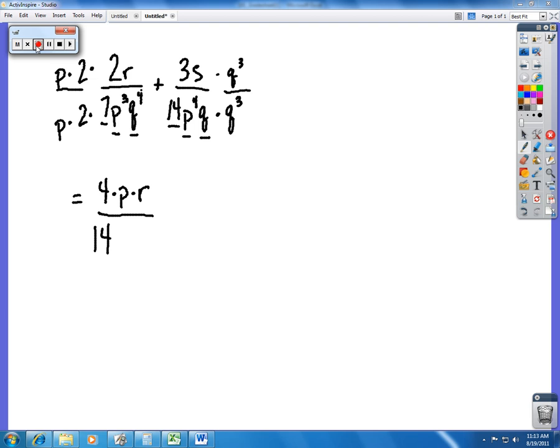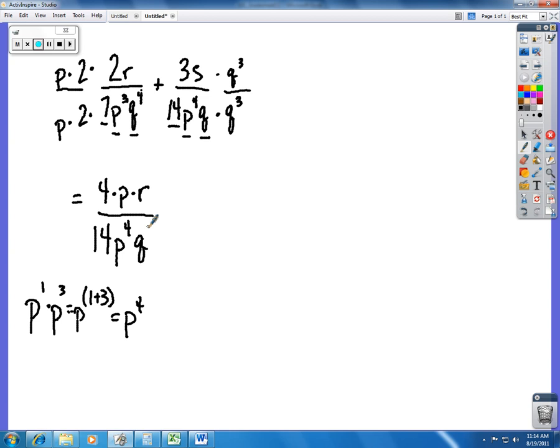Alright, anyway, so we've got this 2 times the 7, which is 14. Then p times p to the third, which we already know is p to the fourth. Again, that's using the power rule for exponents. P to the first times p to the third, that's the same as p to the 1 plus 3, which is p to the fourth. And again, if you have any questions on that, you need a refresher, it's the power rule for exponents. Okay, and then our q to the fourth stays the same.